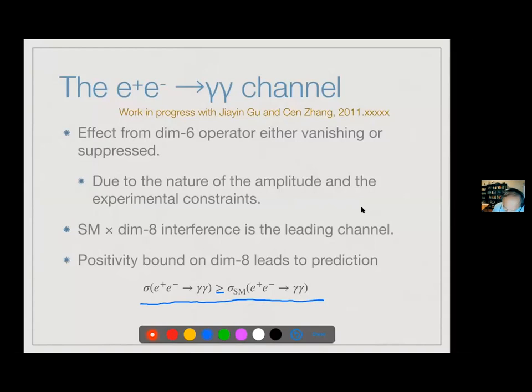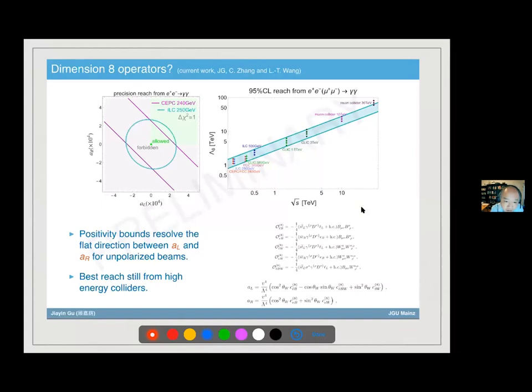So this is just some of the figures that we made. It is a preliminary version. We haven't completely finished it yet. These are two parameters that parameterize the size of the amplitude contributing to e+e- to gamma gamma from the dimension eight operator. Without any additional information, it's less constrained. Without polarization, it will be constrained along this diagonal region. With some polarization, it will be constrained in the middle. But if you impose a positivity bound, then you will be living in this corner only.